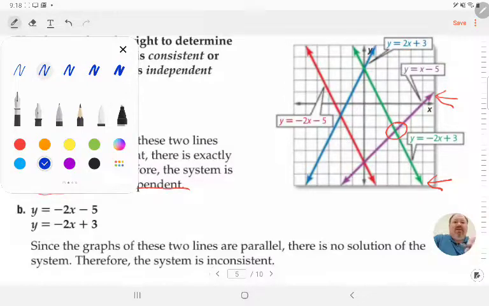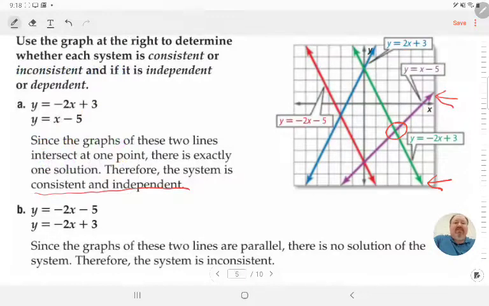Next, they want us to look at y equals negative 2x minus 5, that's this line, and y equals negative 2x plus 3. Again, that's this line. Well, when I look at those two lines, I can see that they are parallel lines. Being parallel lines, there's no solution to the system, and so the system is inconsistent. Okay?